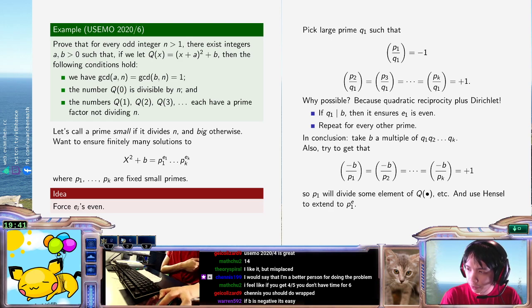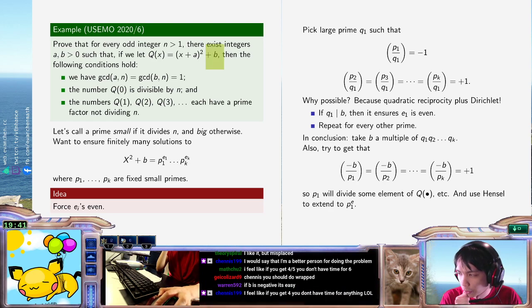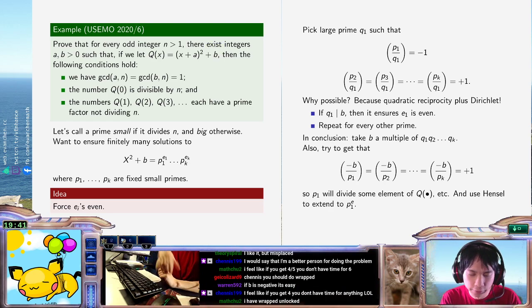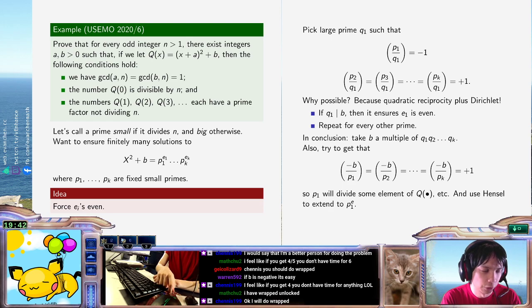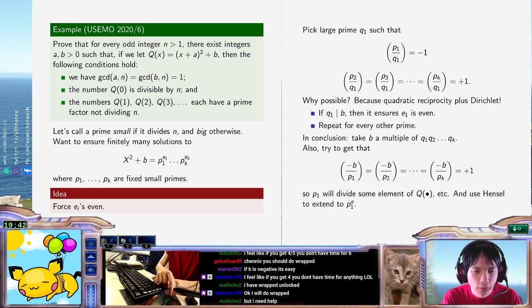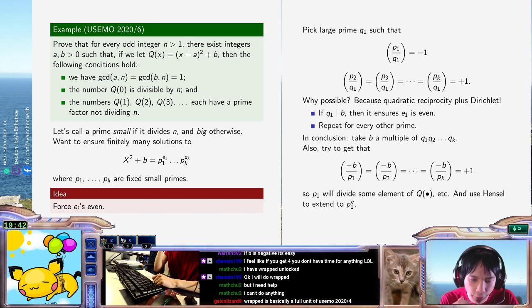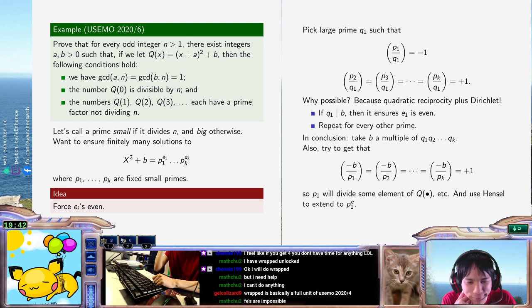Yeah, also B greater than 0 is very deliberate. Because if you let B be negative, then you can get a difference of squares, and then you can appeal to actual Kobayashi theorem or whatever. Or like ABC conjecture or whatever you want. Actually, I don't know.